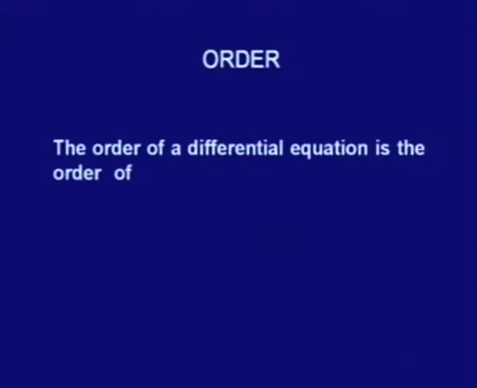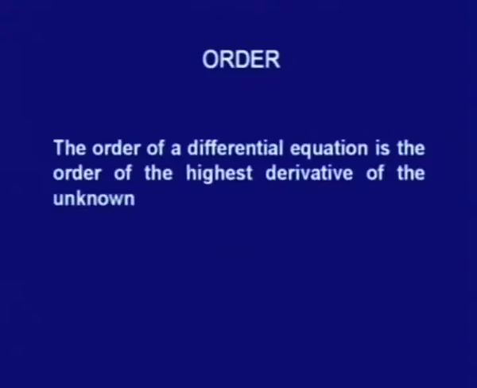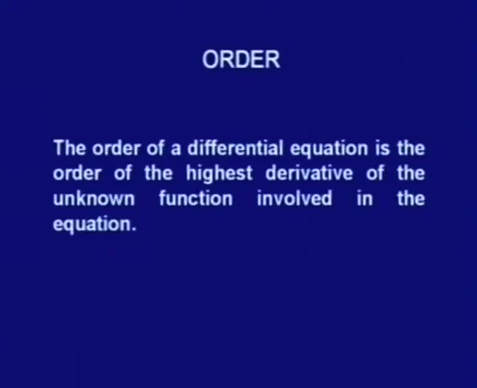The first one is order. The order of a differential equation is the order of the highest derivative of the unknown function involved in the equation. Thus, in our example, the first example, dy over dx is equal to ky, involves the first order derivative only. Thus, the order of this equation is 1, while the equation d2y over dx2 plus 4y is equal to 0 involves the second order derivative, and that is the highest derivative involved in this equation. Thus, the order of this equation is 2.